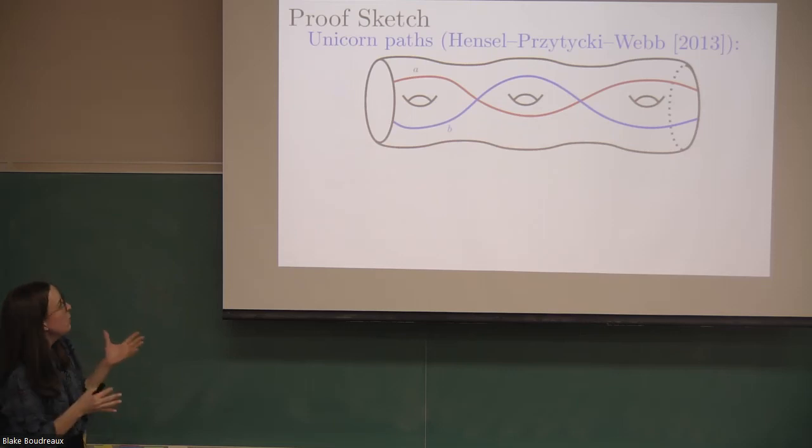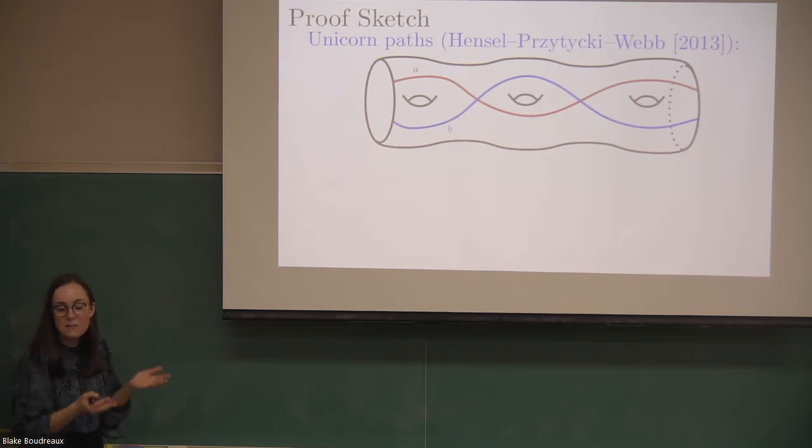So the proof that we do ends up utilizing the work of Hensel, Przytycki, and Webb, where they define unicorn paths on finite type surfaces as a way to give a new proof of the hyperbolicity of the curve graph. So here we have a surface of genus 3 with two boundary components, and we have two arcs.